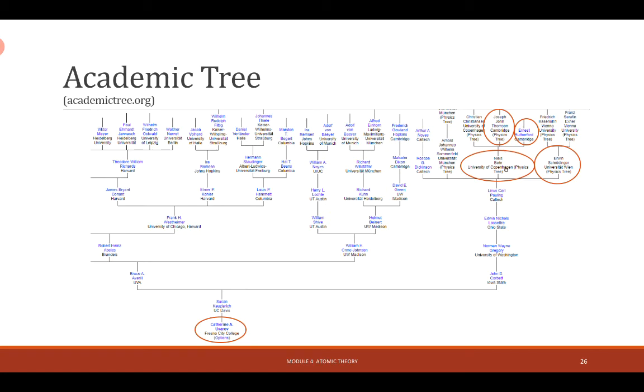I always find this interesting, but it's often very disconnecting to read these names in the textbook and really have no sense of connection with them. But really, you and I are connected to all of these textbook names. There's a website called academictree.org, and it shows who got their PhD from who. And so here I am.